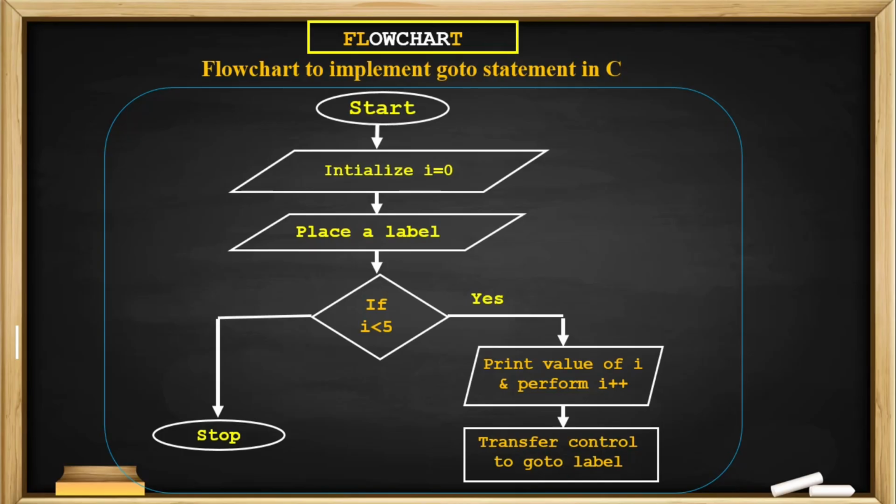If condition is true, then we will print value of a variable and increment it by 1, that is I++, which is shown in process block. Later, when goto statement is encountered, program control is transferred to label location. Process repeat again and again till condition is satisfied. When condition fails, we encounter stop.